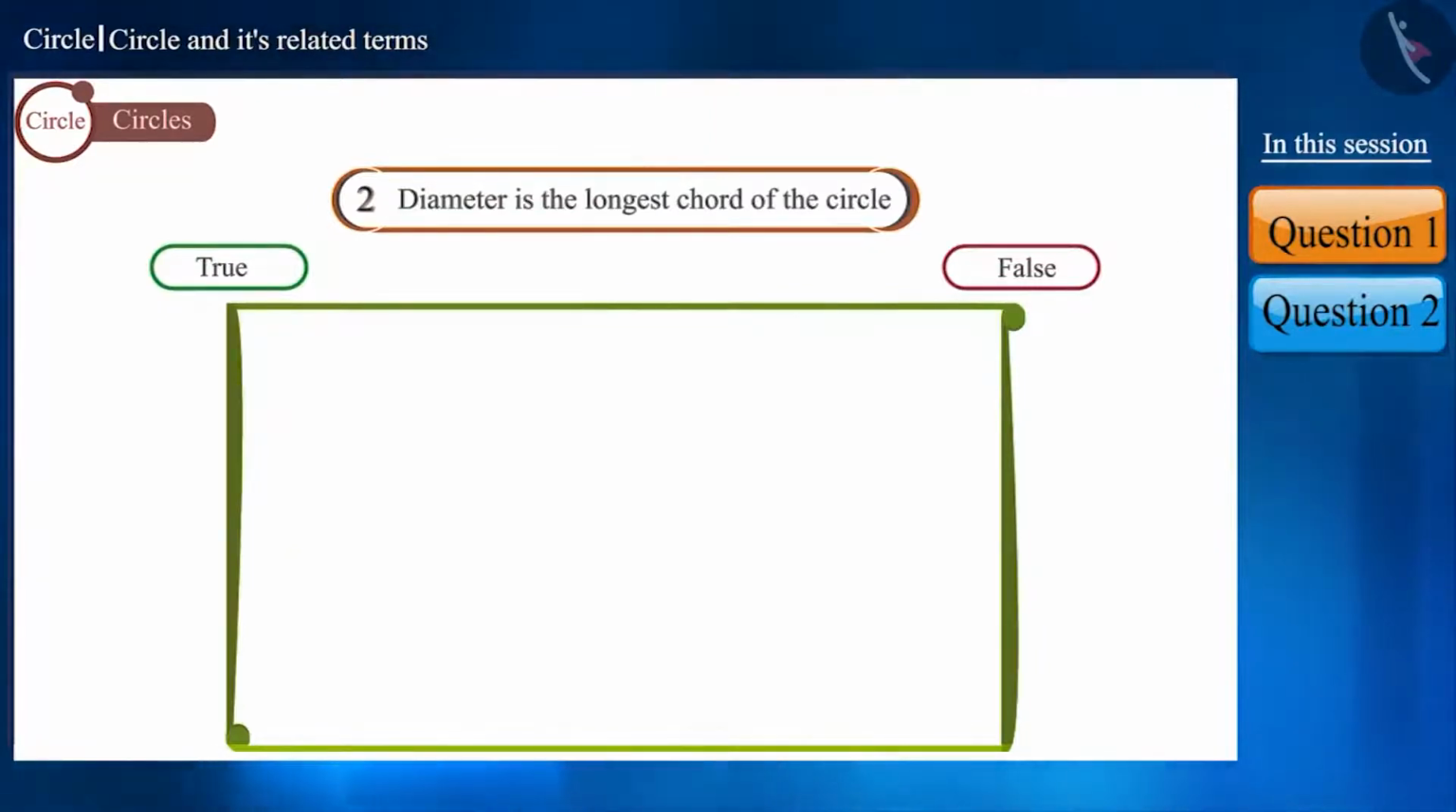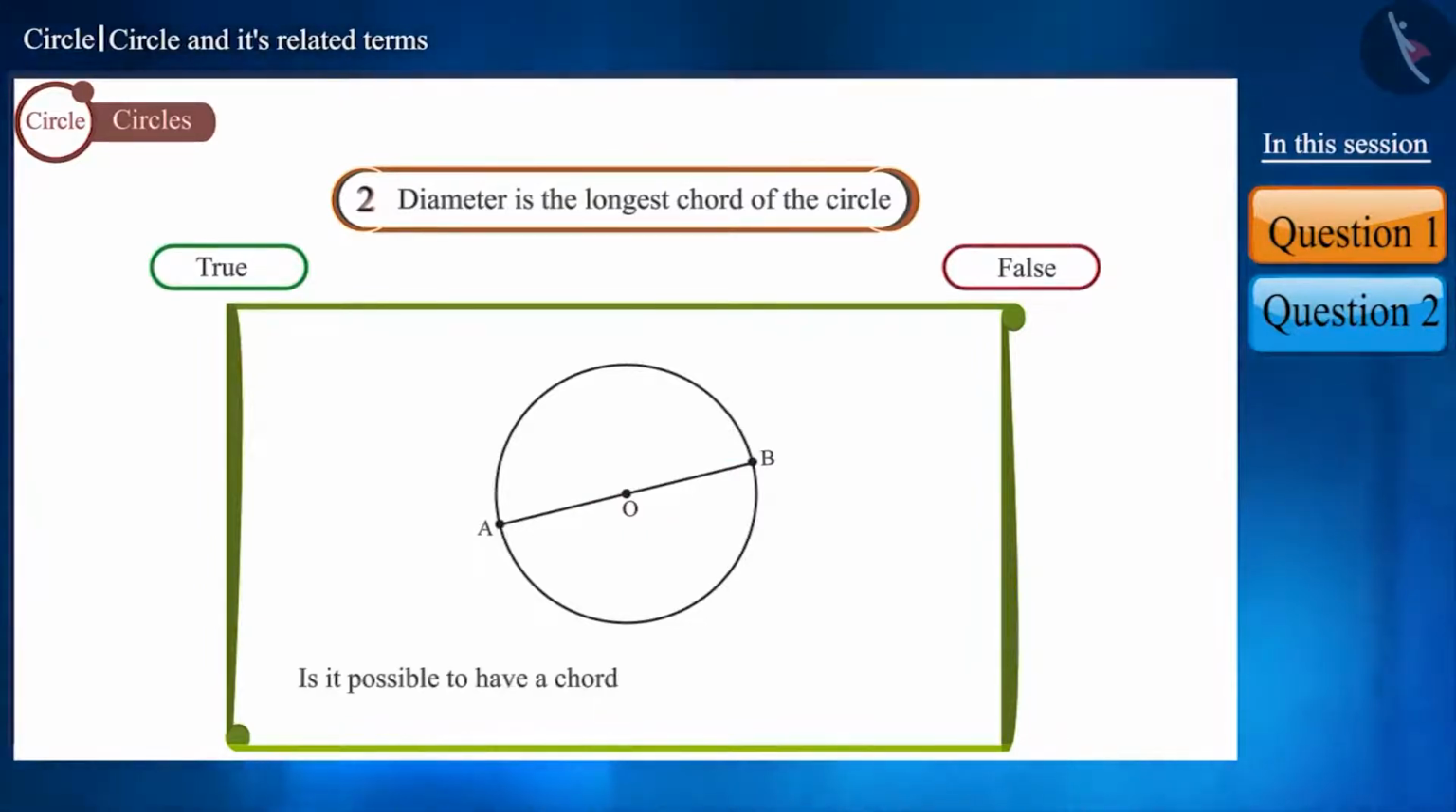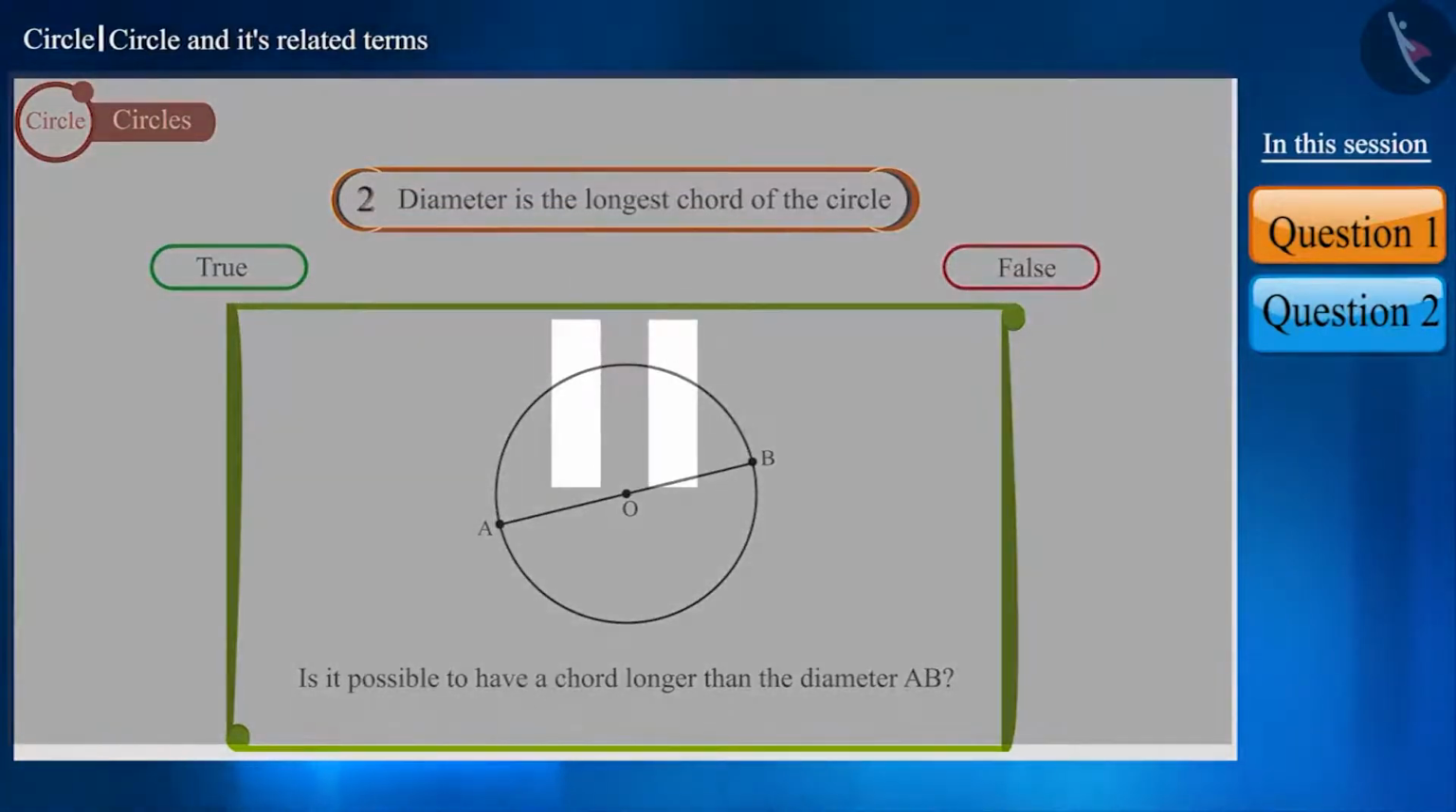Friends, we have been given that diameter is the longest chord of the circle. Is the statement true? Friends, we know that the line segment formed by joining any two different points on a circle is called a chord. Therefore, diameter AB is also the chord of this circle. Can you draw a chord in this circle whose length is more than the diameter AB? You can try by pausing the video.